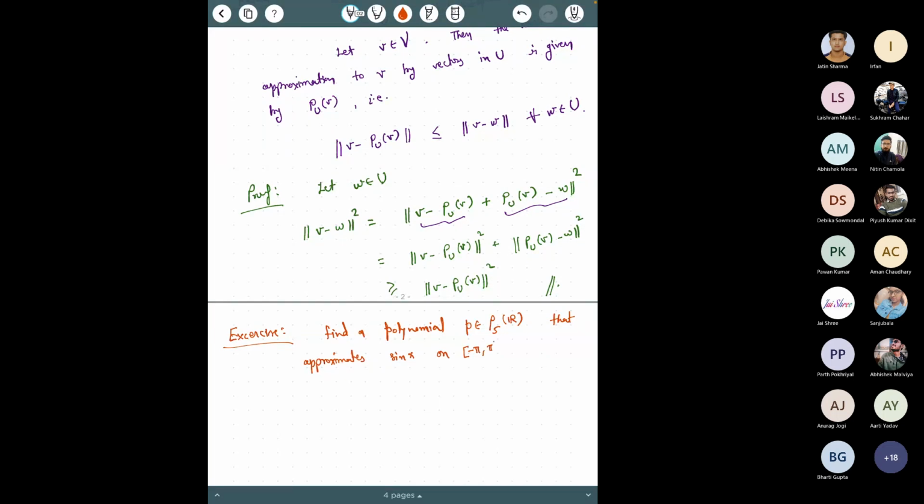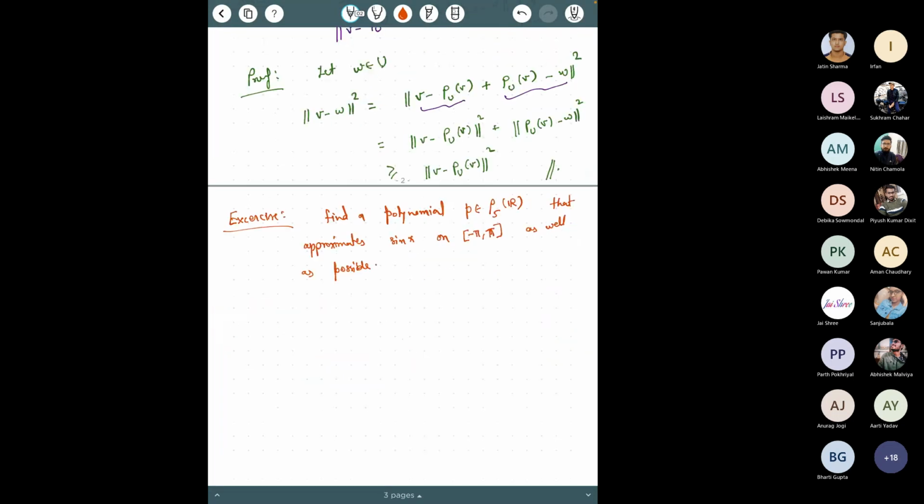So now what you have to do here is find a polynomial p of degree less than or equal to 5 that approximates this sin x on this interval as well as possible. If you want to use this idea, what you are trying to do is find a best approximation of this function sin x from the polynomials of degree less than or equal to 5. We are looking for the best approximation of sin x by a polynomial of degree less than or equal to 5.